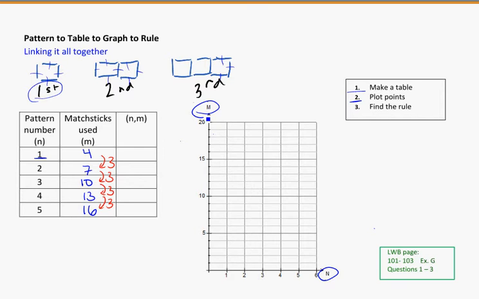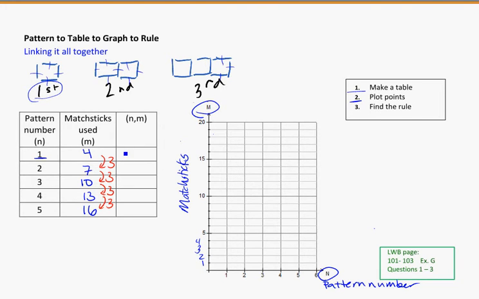Again, it doesn't always have to be x and y. It could be z and w, it could be a and b, it could be n and m, t and s, it could be anything. But in this case, what I'm representing along the bottom, or the x-axis, is the pattern number. What I'm representing along the y-axis is the matchsticks. If I look carefully, the x-axis is increasing by 1, 2, 3, it's going up by 1s, and the y-axis is also going up by 1s.